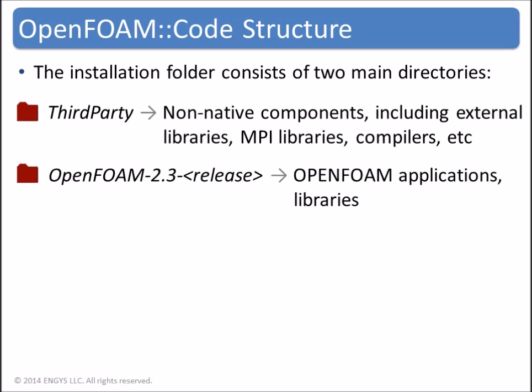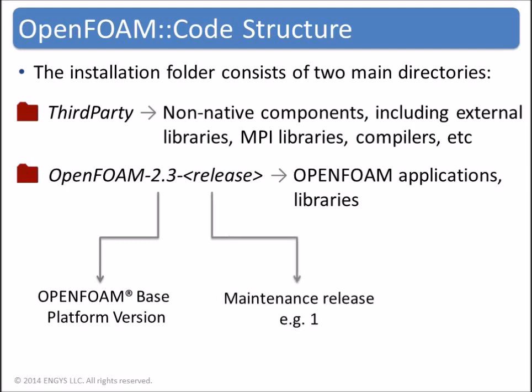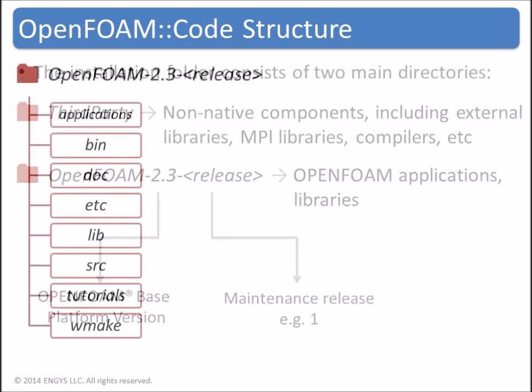So it's in a folder that's like OpenFOAM-2.3-release-x or something, whatever. And the first number is the OpenFOAM base platform version. The second number is a maintenance release, for example, 1, so 2.3.1 or 2.3.0. So you'll notice that there's differences in each one of these versions.